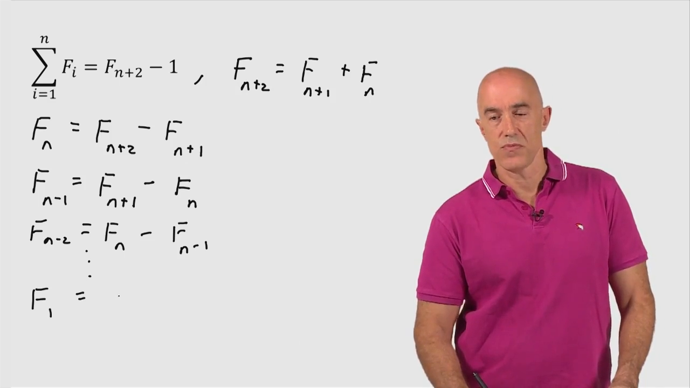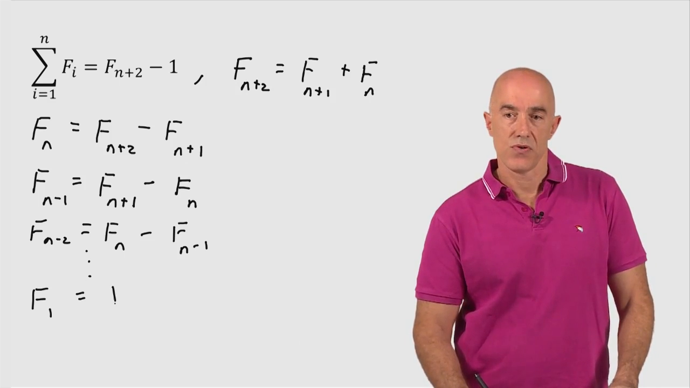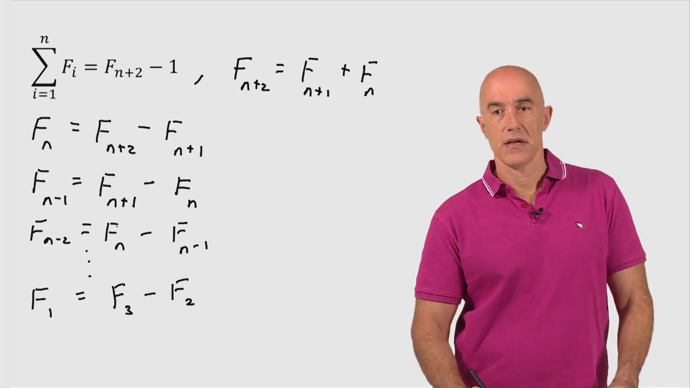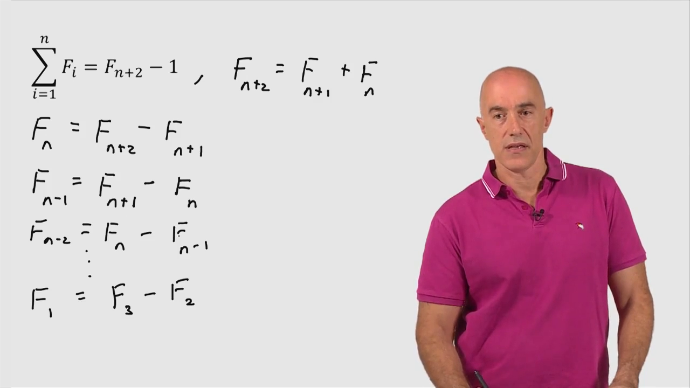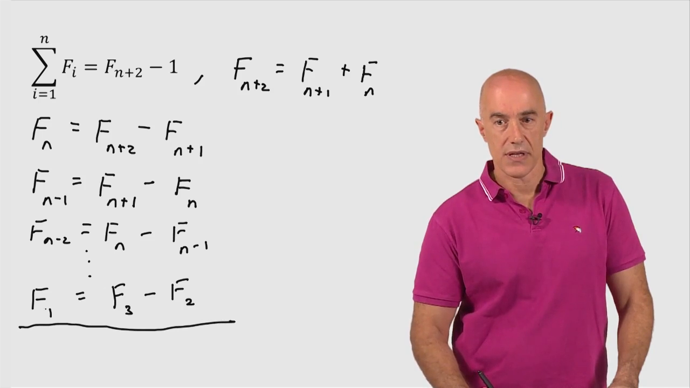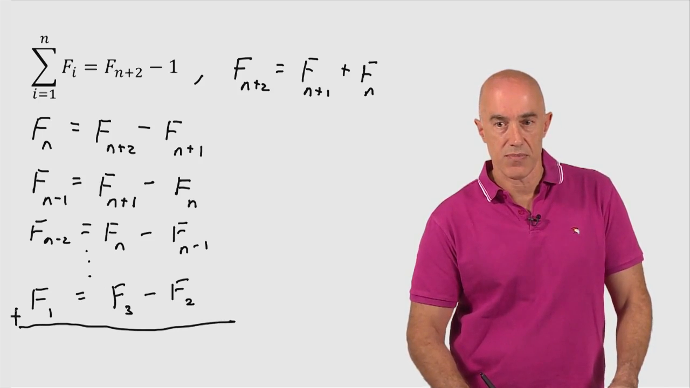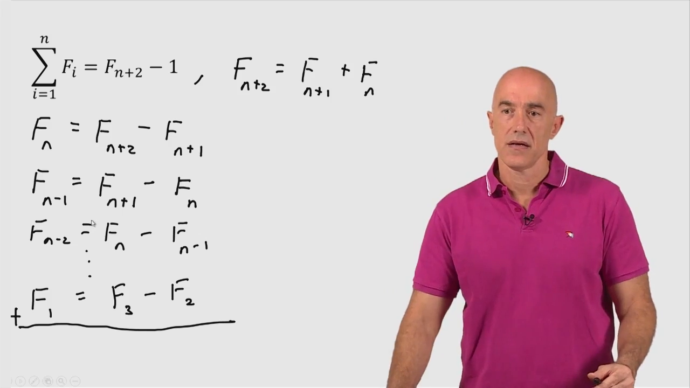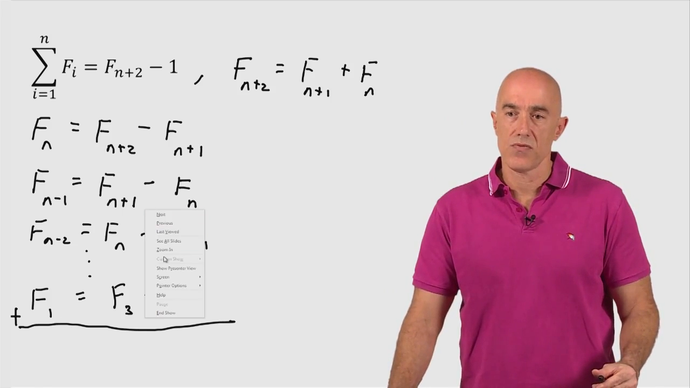And then this one will be 2 more than that, so this will be f sub 3 minus f sub 2. Okay? So now on the left-hand side, we have all the f's that we want to sum in the expression. So we can take this and add them all. So there's a big plus sign here. Okay? That's the idea. But look what happens when we do that.